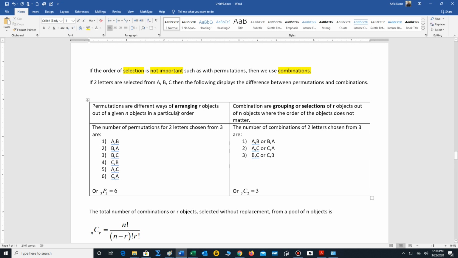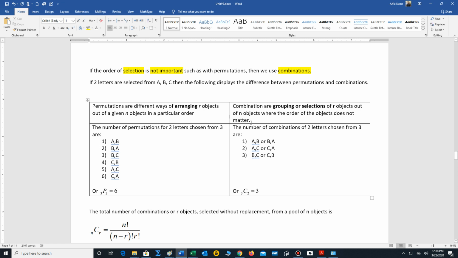Now, I just want to compare the two concepts. So let's assume that once again we have 3 letters and we're selecting 2. Let's take a look at all the different permutations. If you have 3 letters, there will be 6 permutations: AB, BA, BC, CB, AC, and CA. And of course we've already learned our formula, 3P2 is 6.